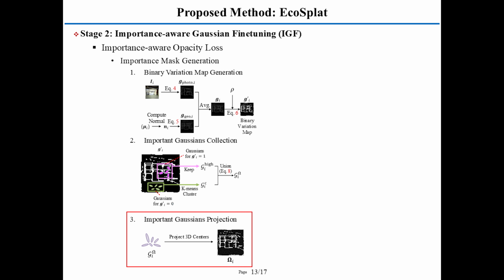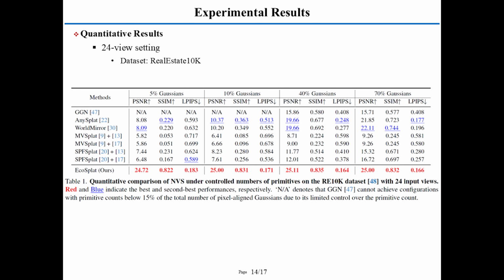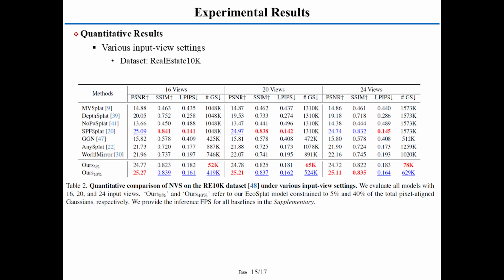the opacity prediction. EcoSplat consistently outperforms all baseline methods across different Gaussian budgets, showing that our explicit primitive control preserves high NVS quality even under very compact Gaussian settings. Across different input view settings, EcoSplat maintains competitive or superior rendering quality while using far fewer Gaussians, demonstrating that our method scales well with the number of input views.